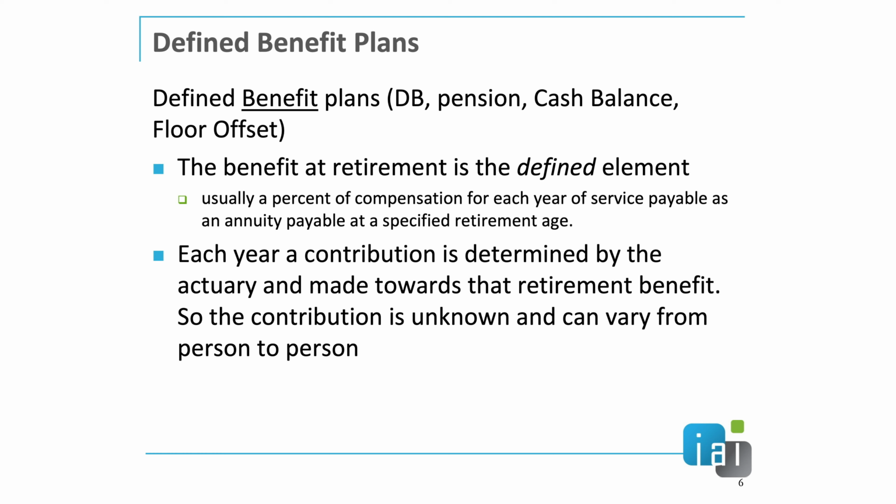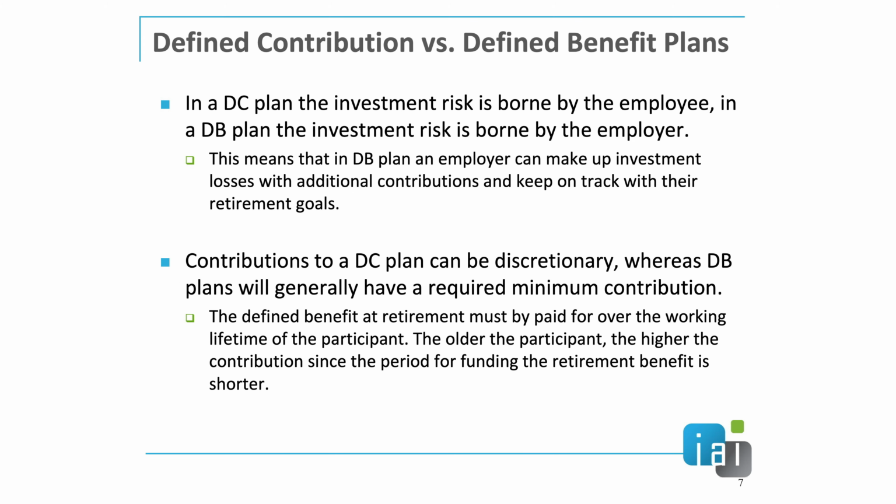Now, there are several relevant differences between the two types of plans that I want to briefly mention here, and will then expand on them as I go through the presentation. One difference is that in a DC plan, the investment risk is borne by the employee. In a DB plan, the investment risk is borne by the employer. This means that in a DB plan, an employer can make up investment losses with additional contributions and keep on track with their retirement goals.